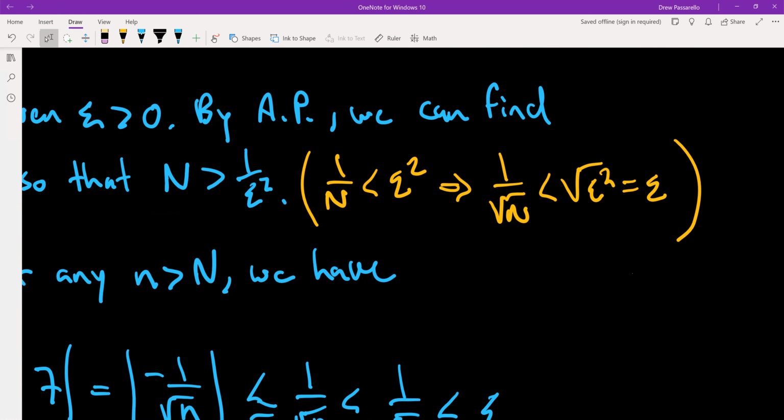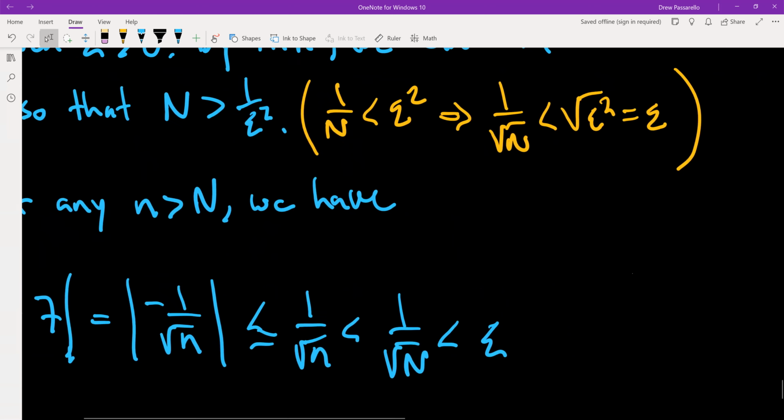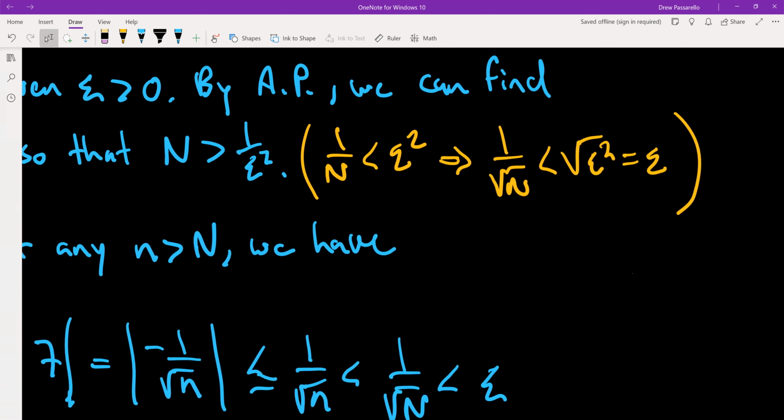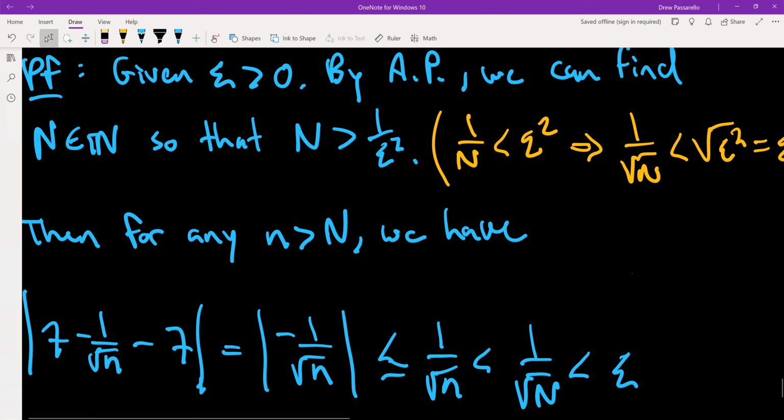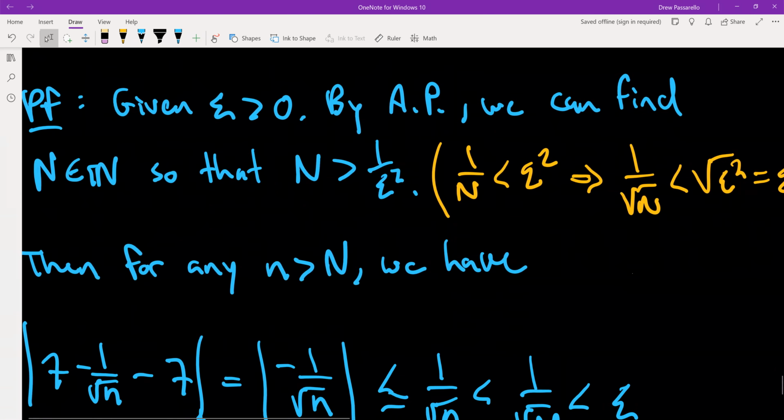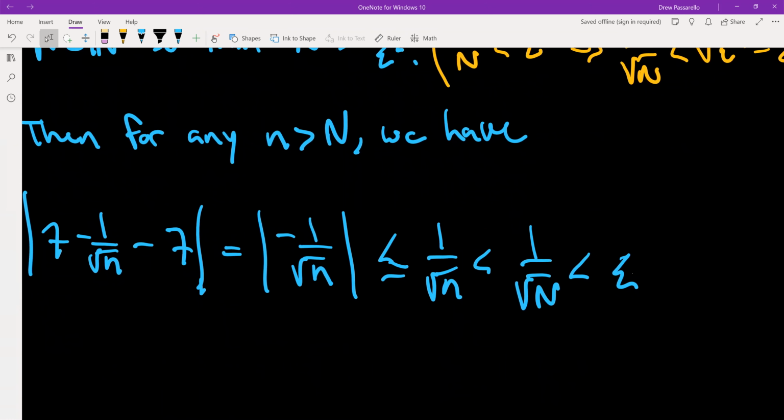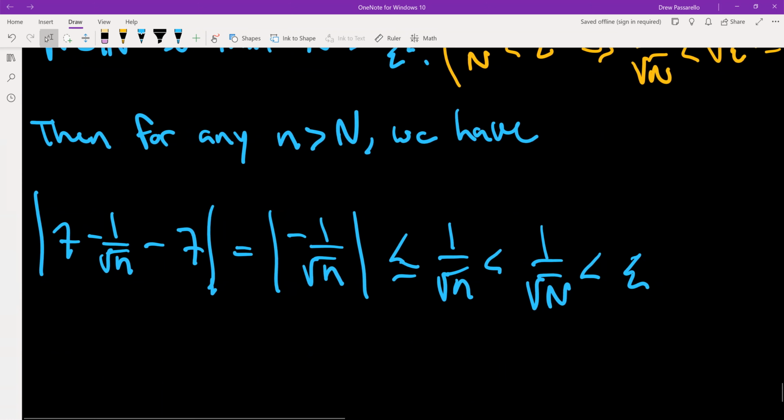Maybe you could show the yellow stuff if you want. If I wanted to be a little bit extra with it, I could show that. But it's implied since capital N is bigger than 1 over epsilon squared. Okay, so that's that example. The next example.